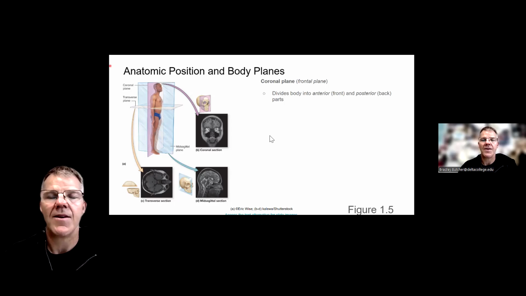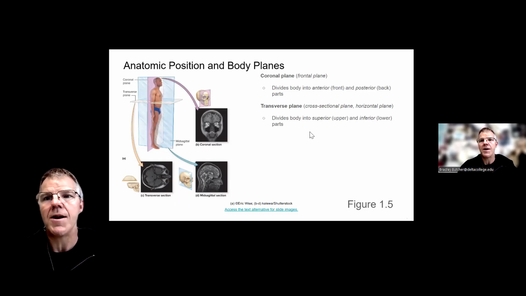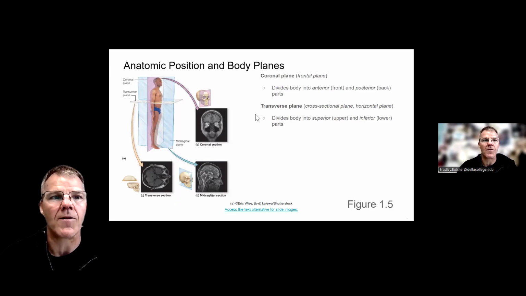The next plane is called the transverse or the cross-sectional plane. This plane divides the body into superior, or upper, and inferior, lower, parts. And that can be across the body anywhere that divides it into upper and lower parts.